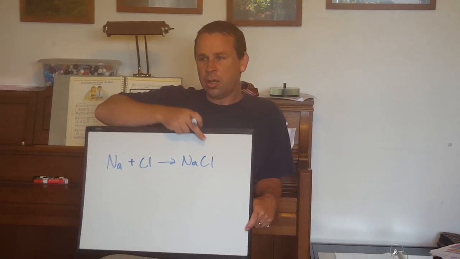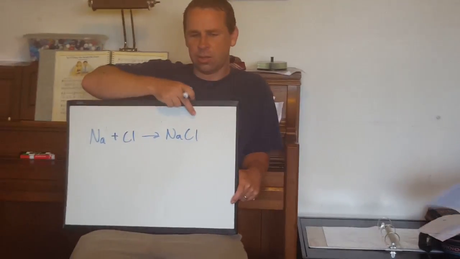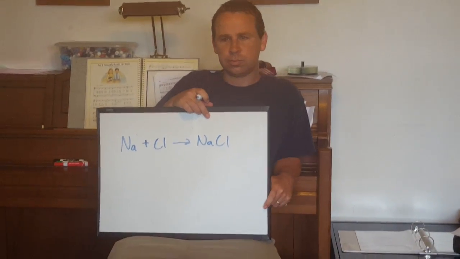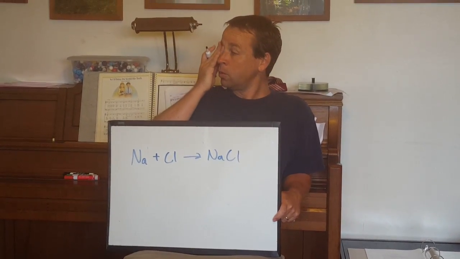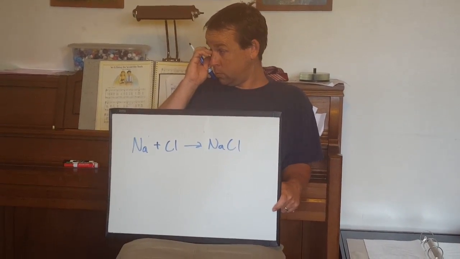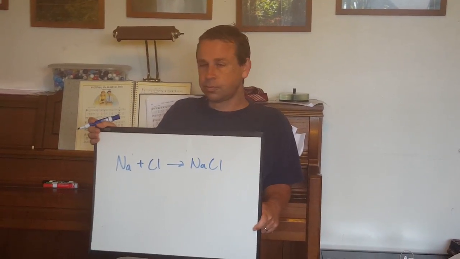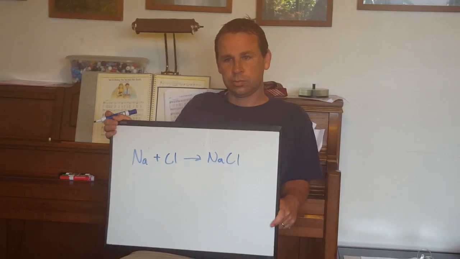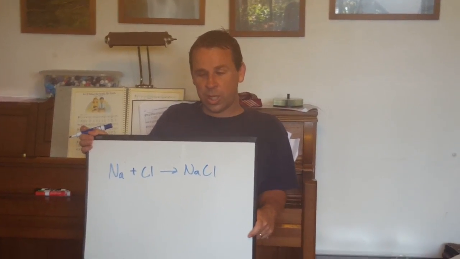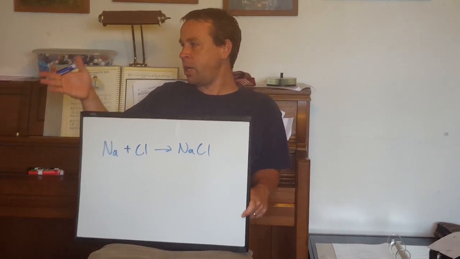Now, what has gone on for them to come together? What happened here? One needs to lose, one needs to gain. So they trade electrons. That means that sodium would be positive, and chlorine would be negative. Okay. And they form. Couch buddies.